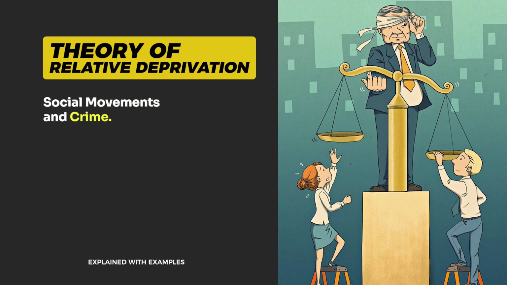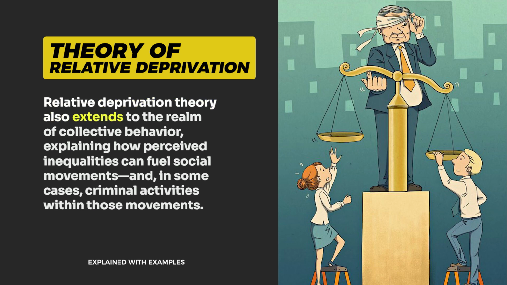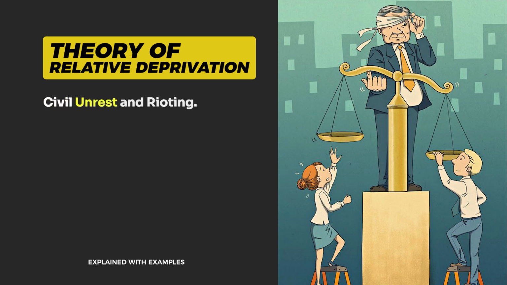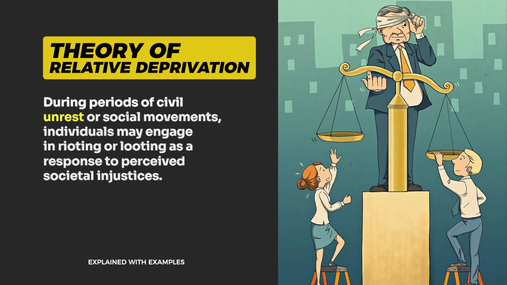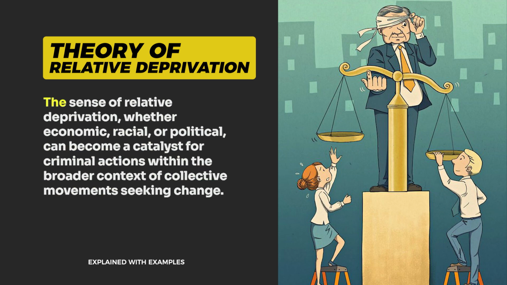Social movements in crime. Relative deprivation theory also extends to the realm of collective behavior, explaining how perceived inequalities can fuel social movements and, in some cases, criminal activities within those movements. Example: civil unrest and rioting. During periods of civil unrest or social movements, individuals may engage in rioting or looting as a response to perceived societal injustices. The sense of relative deprivation, whether economic, racial, or political, can become a catalyst for criminal actions within the broader context of collective movements seeking change.